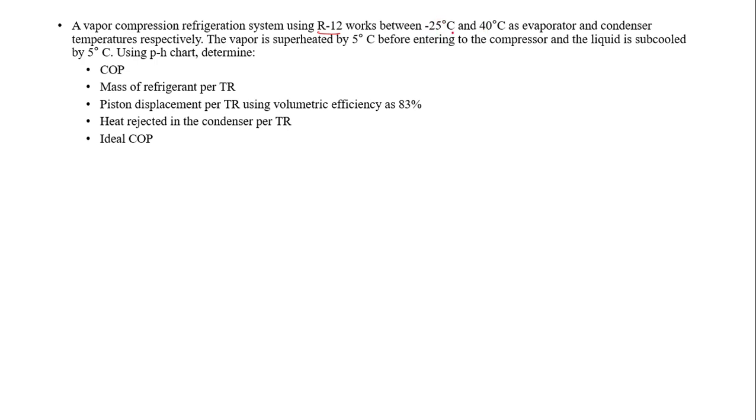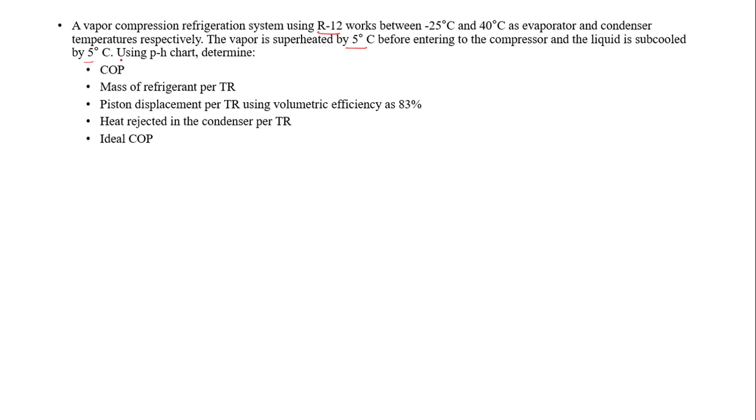So this is the evaporator pressure. Lowest will be the evaporator definitely, and the 40 will be the highest, that is the condenser. So evaporator and condenser temperatures respectively. The vapor is superheated by 5 degrees before entering the compressor, and the liquid is subcooled by 5 degrees. So there is superheating before entering the compressor and subcooling by 5 degrees after the condensation.